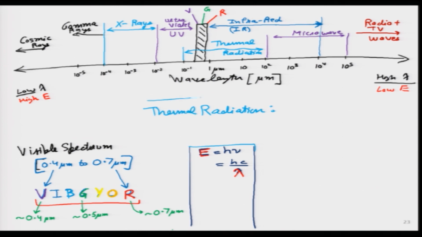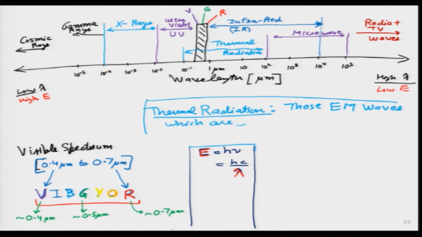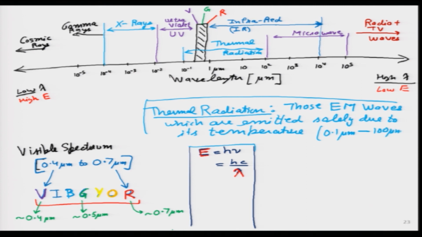Thermal radiation are those electromagnetic waves which are emitted solely due to temperature, and this is 0.5 micron range up to 100 micron range. Usually by this definition, this is what the number comes out to be, that is significantly it is over here.